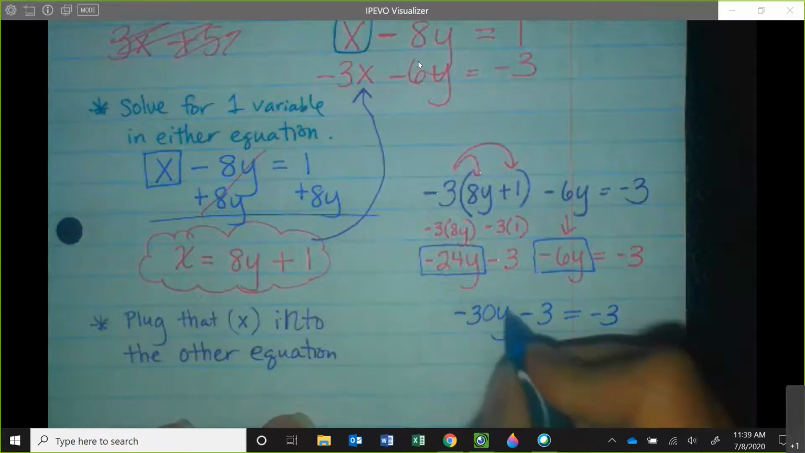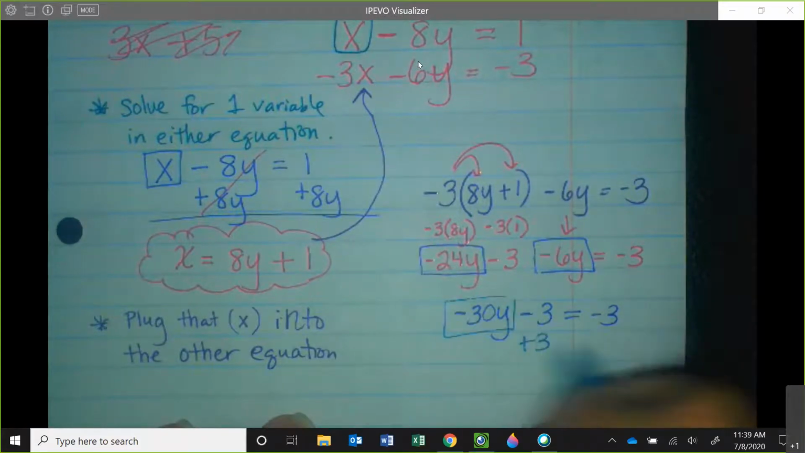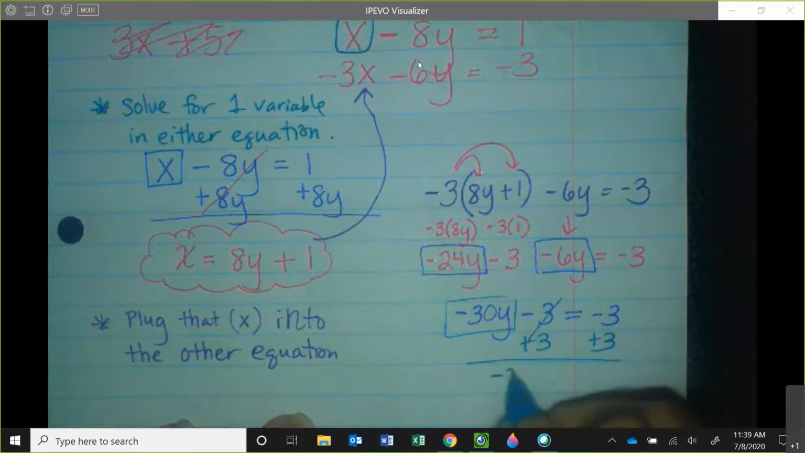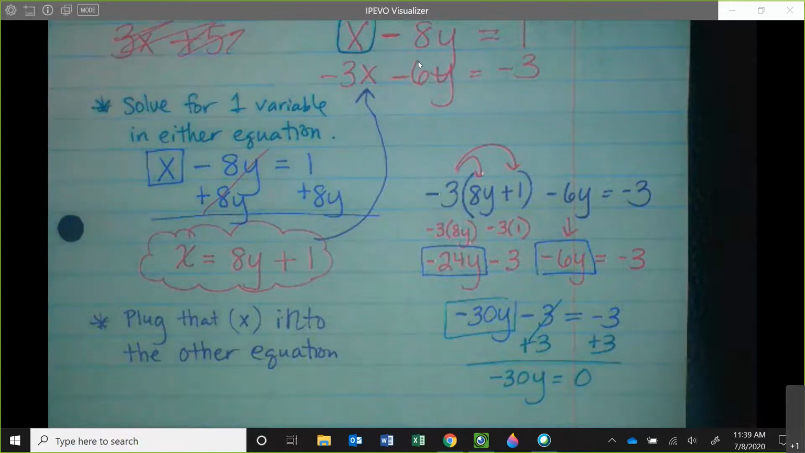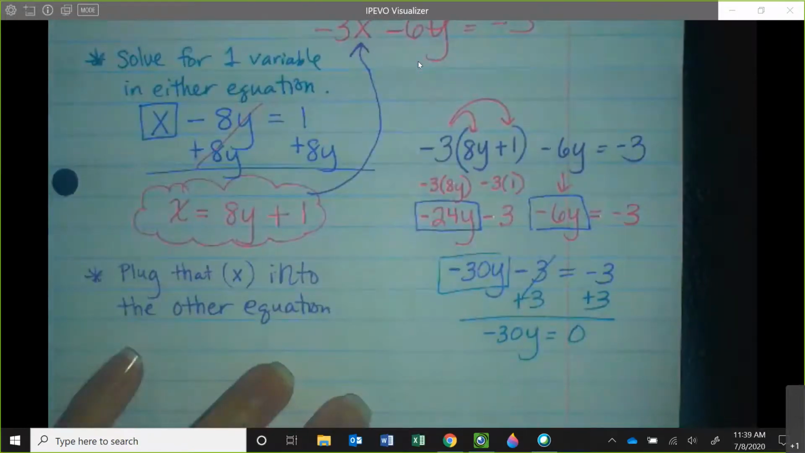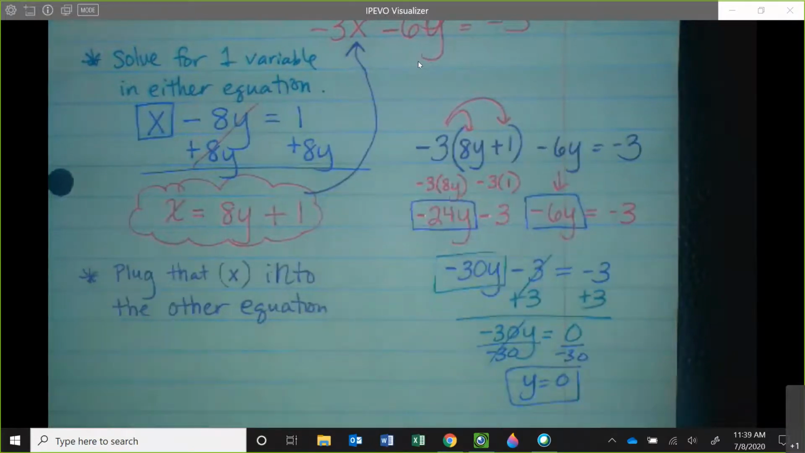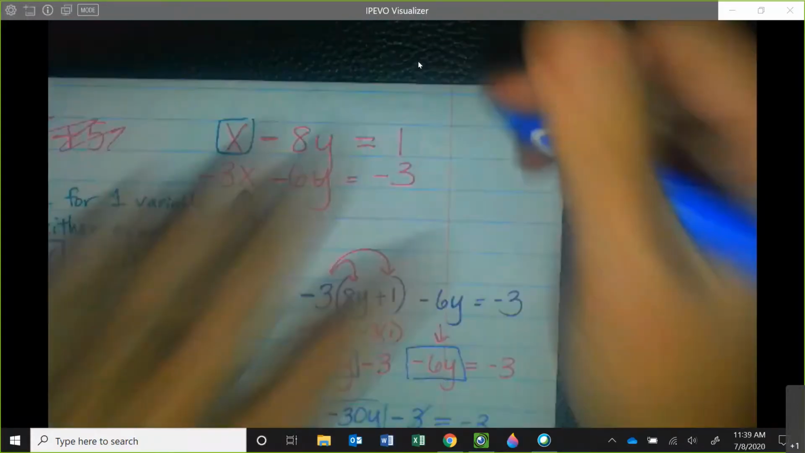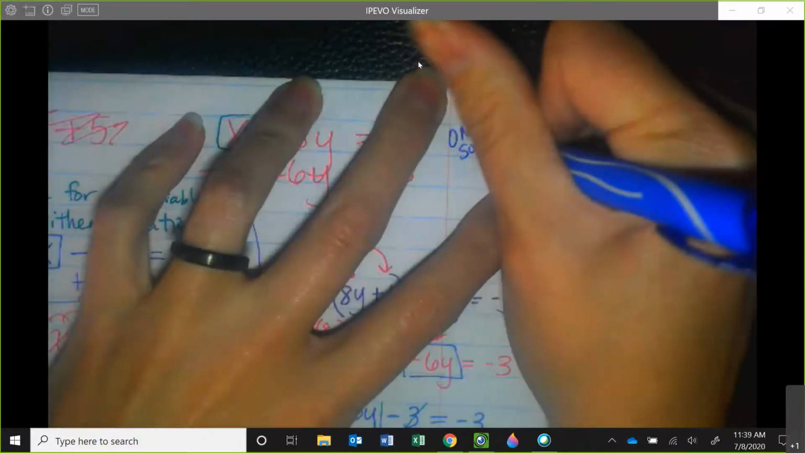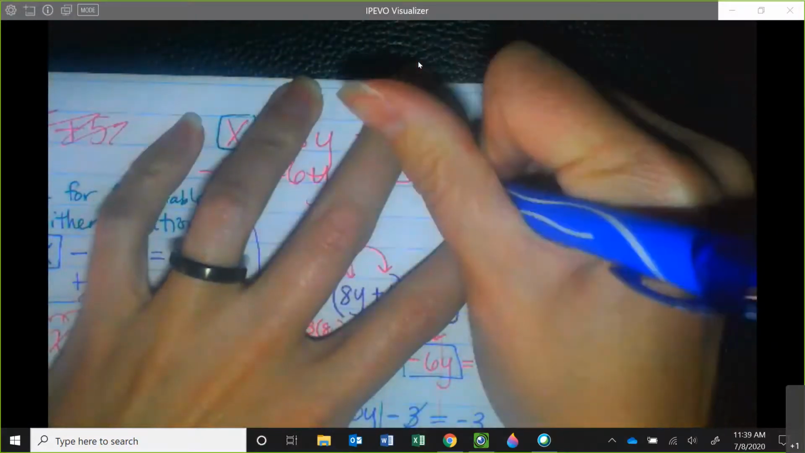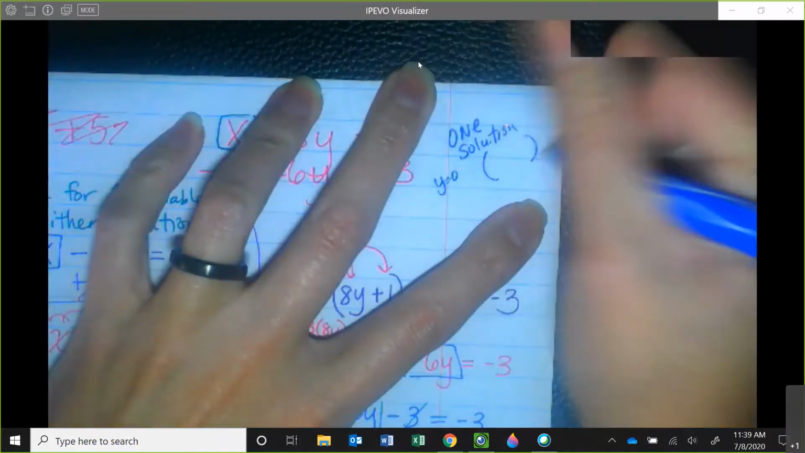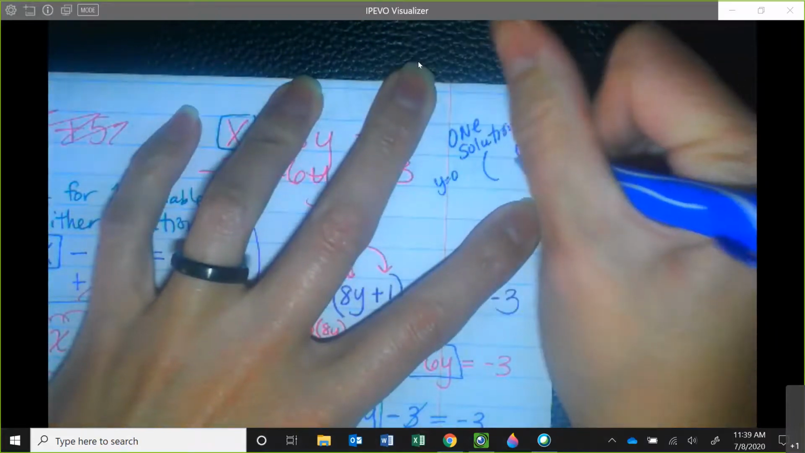Now I can start solving for my y, so I'm going to add 3 to both sides. Negative 30y equals 0, because 3 take away 3 is 0. Divide by negative 30, and I get y equals 0. Okay, so because I have y equals 0, I know that this is going to be a 1 solution of y equals 0. So when I'm writing my answer, 0 is my y, so it's the second thing.